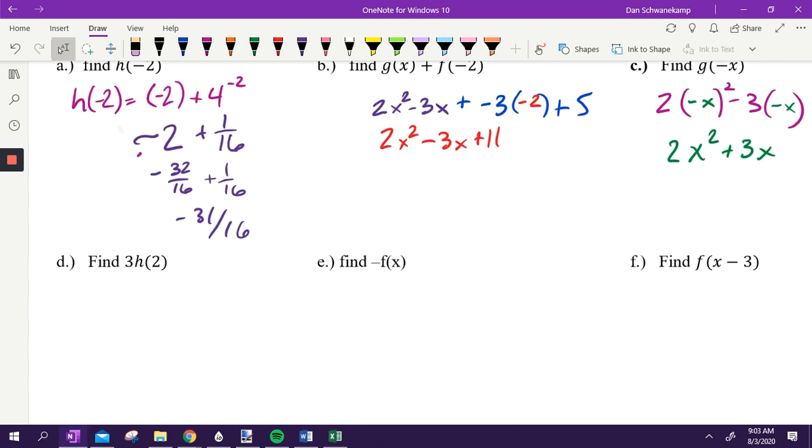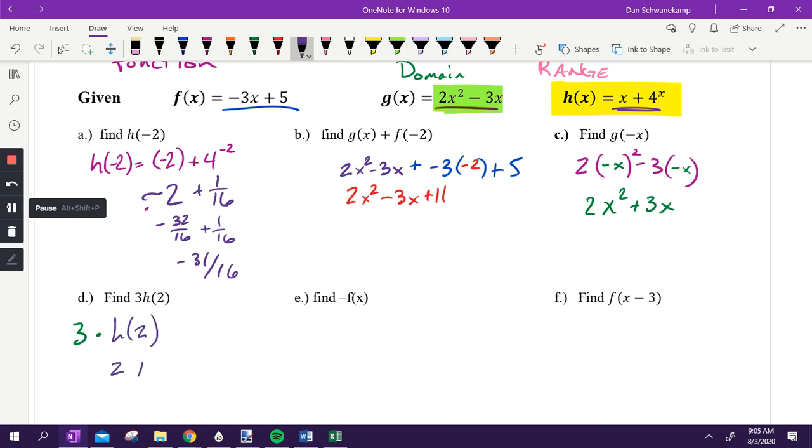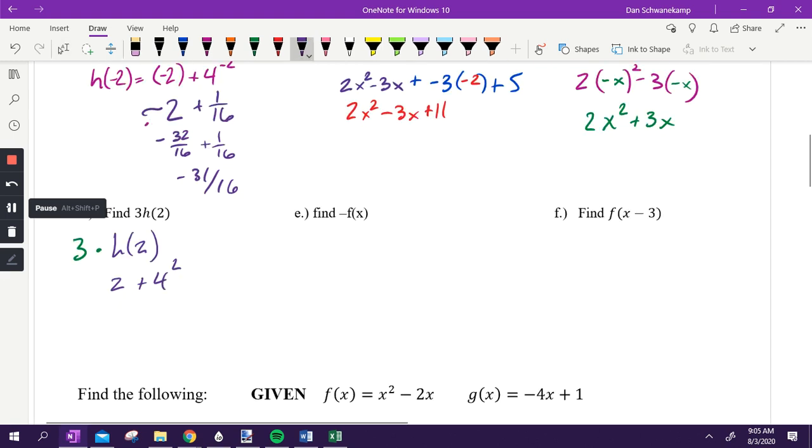Letter D says 3 h of 2. So it's 3 times whatever h of 2 is. Don't let that be any harder than what you got. Go ahead and try that one. And when you got an answer, show me with your fingers. What was 3 h of 2 going to get you here? 3 h of 2. Good. Seeing a lot of the same stuff. Looks like we got a 54 here. Let's see if we agree. 3 times whatever h of 2 is. And so I'm plugging in 2 into that guy. So it's 2 plus 4 squared. 16 plus 2 would be 18 times 3. Got to break out your math skills, but that's 54.